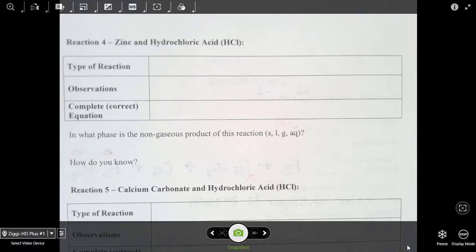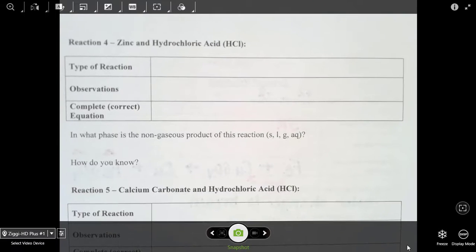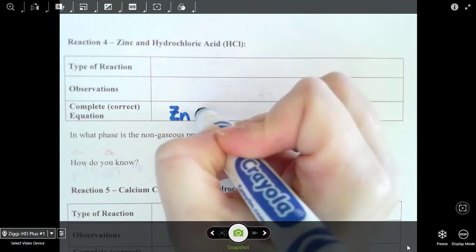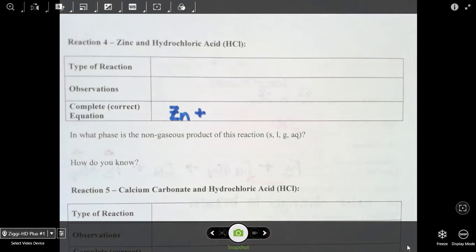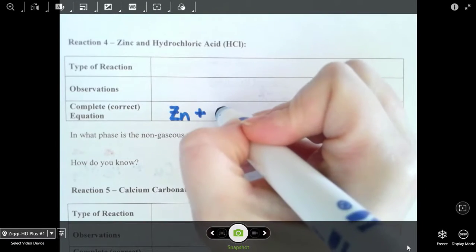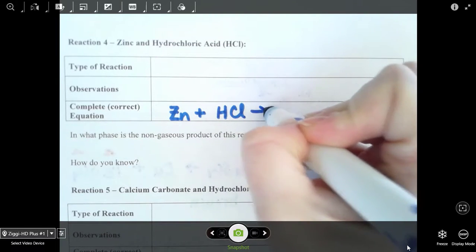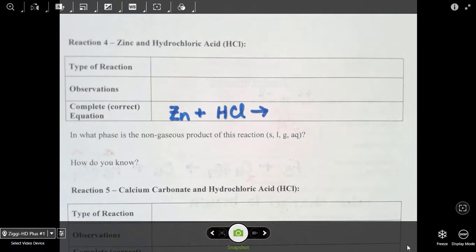Reaction number 4, zinc and hydrochloric acid. Okay. Starting with our reactants. What's our first reactant? Zn, zinc. What's our second reactant? HCl, and it tells you that hydrochloric acid is HCl right at the top of the page here. So we have HCl.